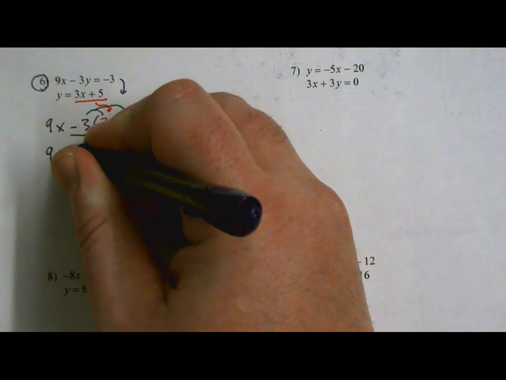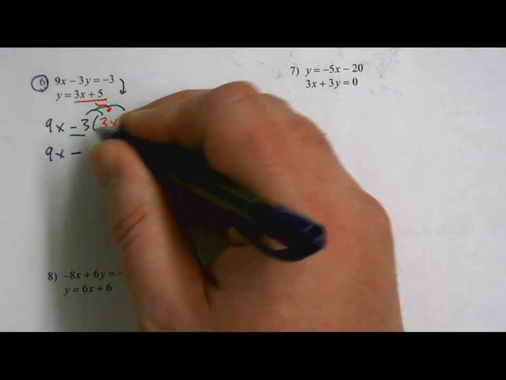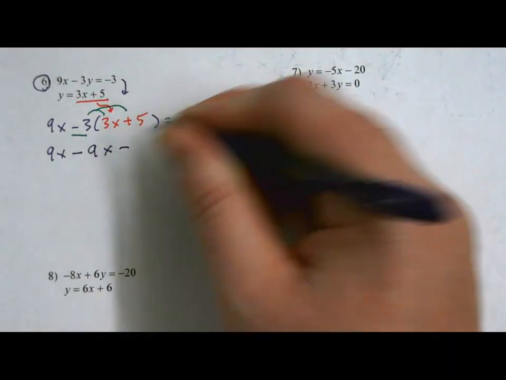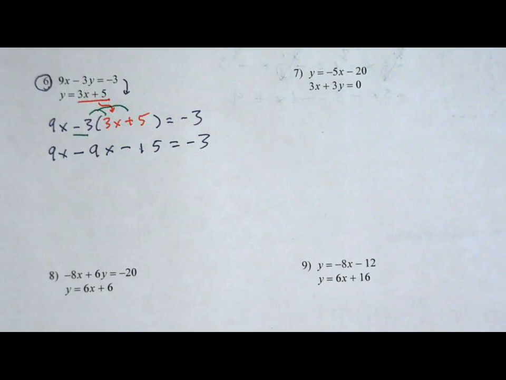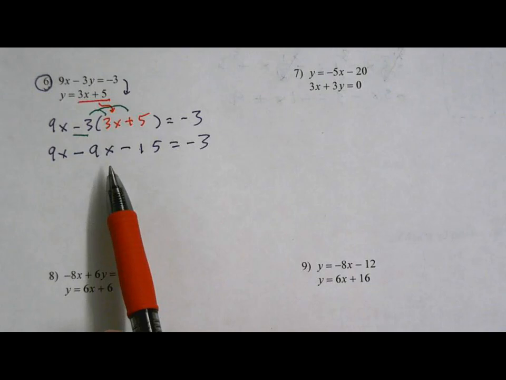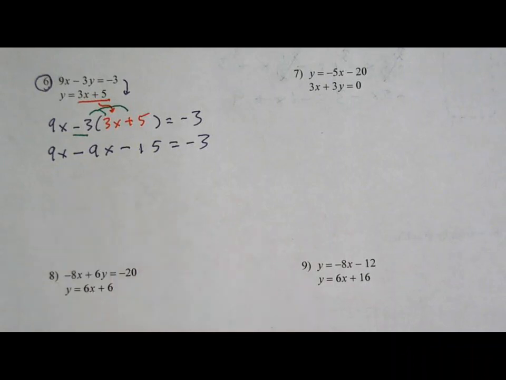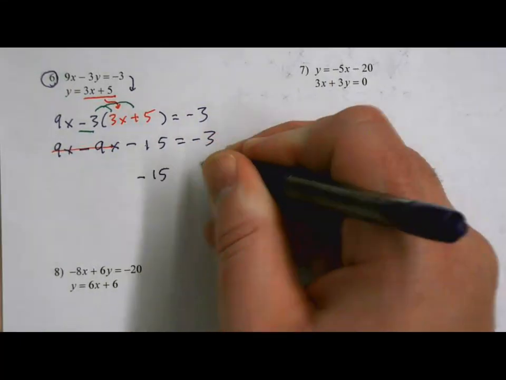So the 9x stays. What's -3 times 3x? It's negative for sure. -9x, thank you. And then -3 times +5 is -15. Here it comes. Are you ready for the weirdness? What is going to happen to this positive 9x and this -9x when I combine them together? You get 0. 9 minus 9 is 0 x's. In other words, they disappear. These two things cancel each other out, and then all I have left is -15 equals -3.